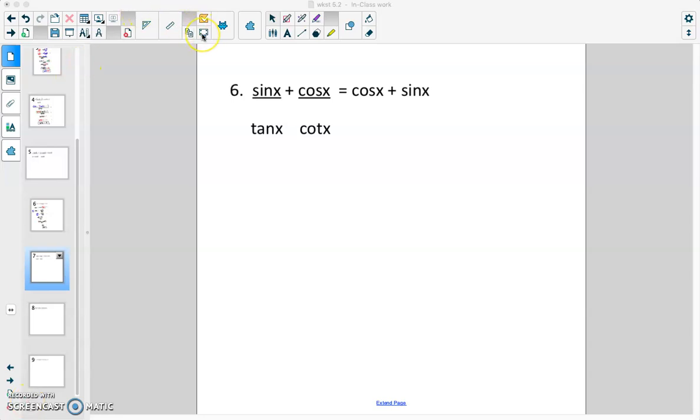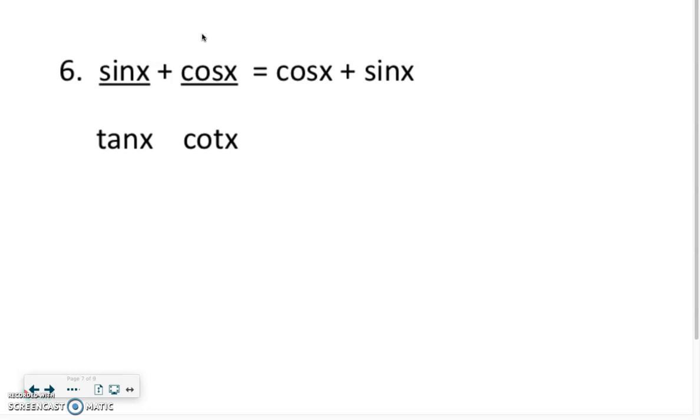All right, guys, let's jump into number 6. So number 6, which side looks to be more complex? I'd say the left side for sure. I also don't like the way that my copy turned out. That looks like a stupid mess here. So what do we think here?